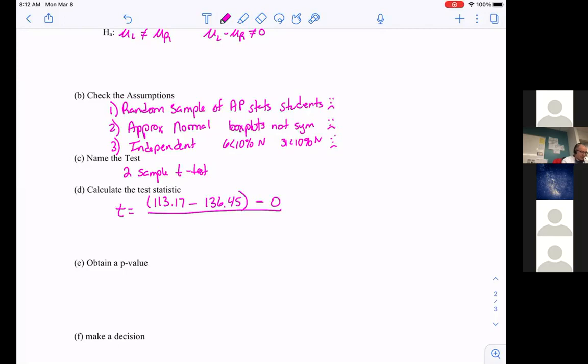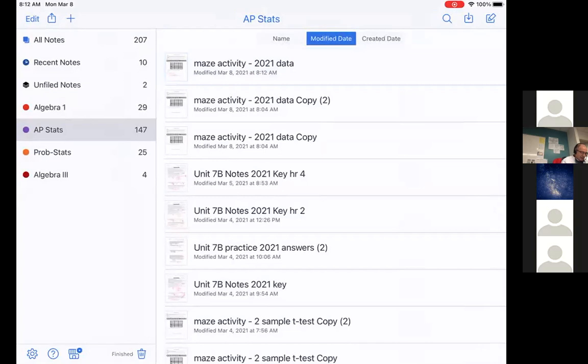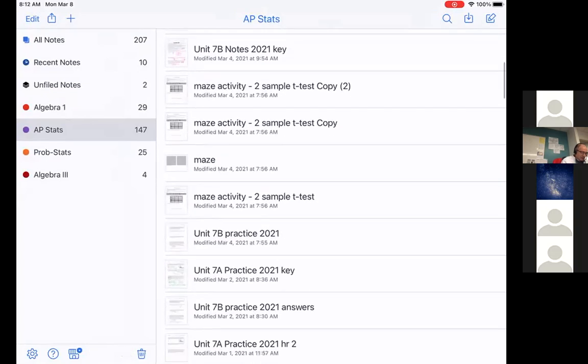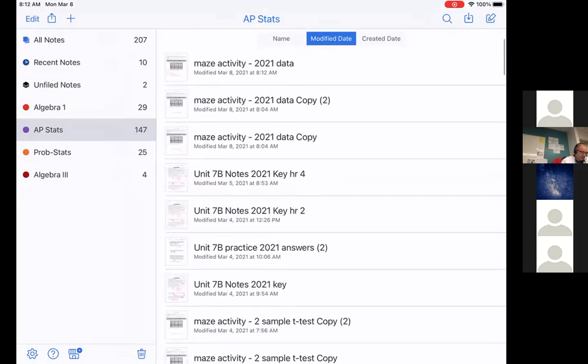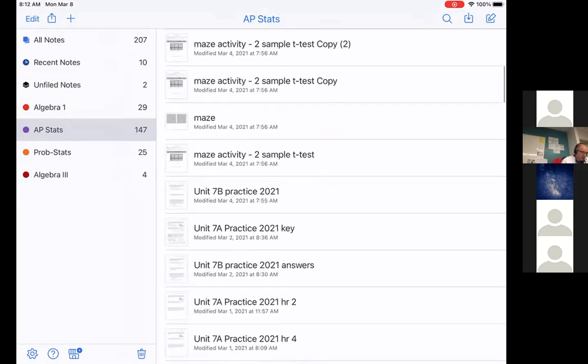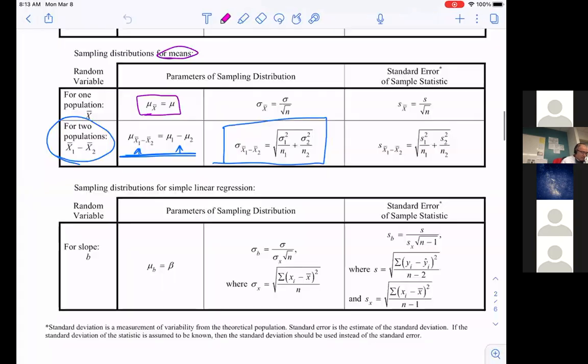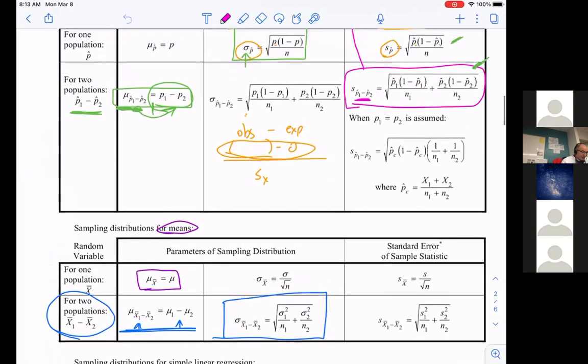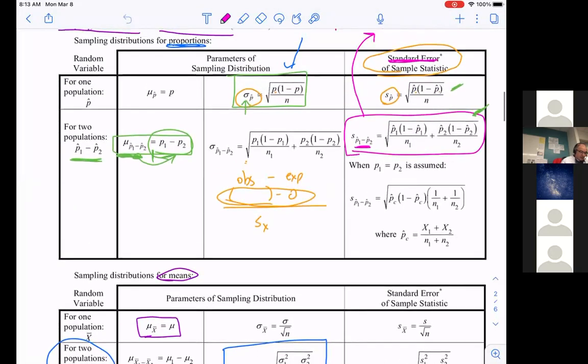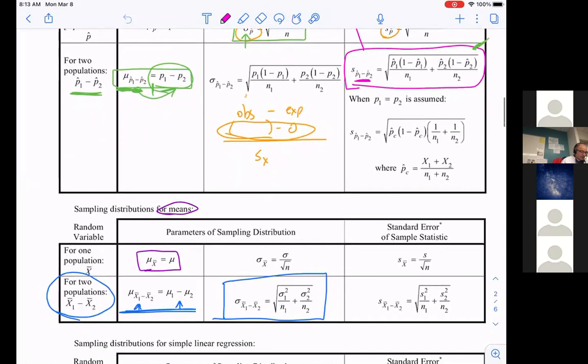I actually don't know what that is off the top of my head. So we're going to jump back out and find a formula sheet. Okay, and we're going for the two populations again. So where to find this? We have proportions and we have means. We're not pooling our data.